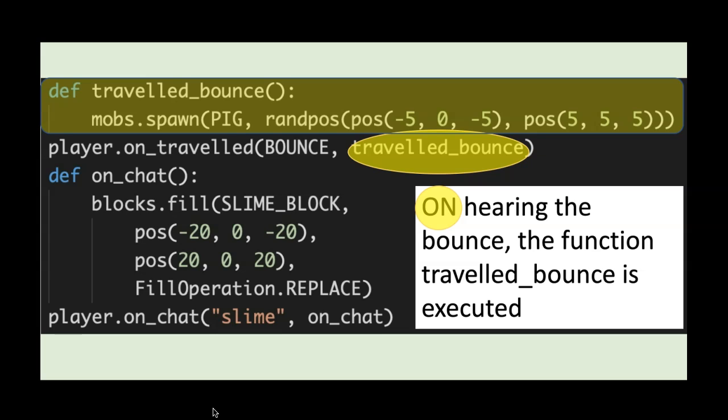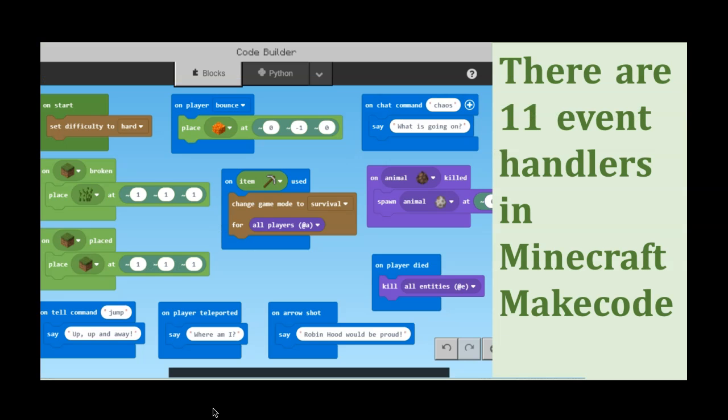And this is just where I highlighted it. And instead of describing it, I should have highlighted it. Okay, there are 11 different event handlers in Minecraft MakeCode. 11. And they each have options.